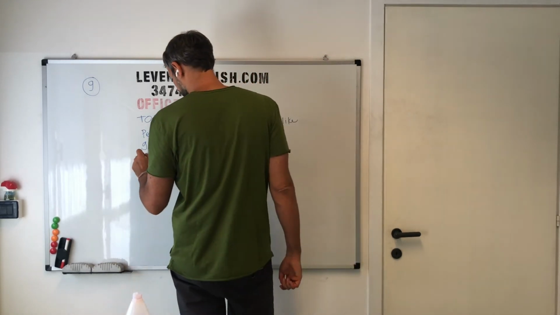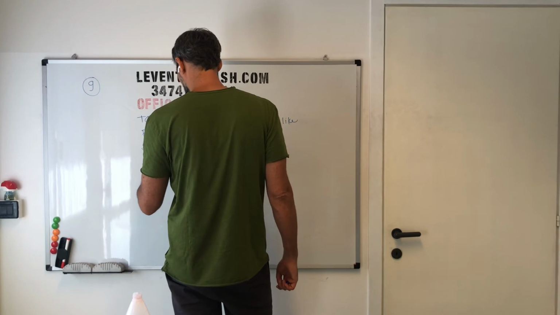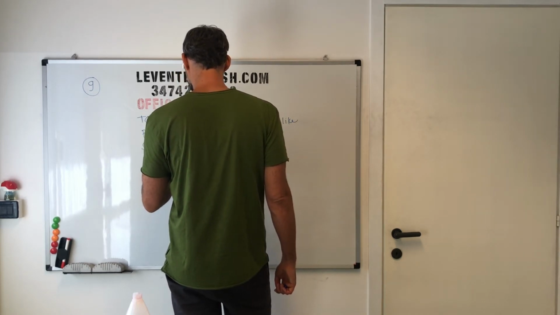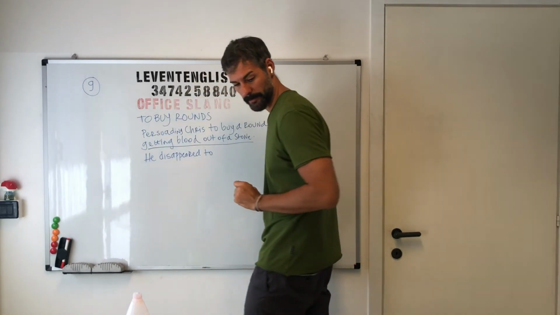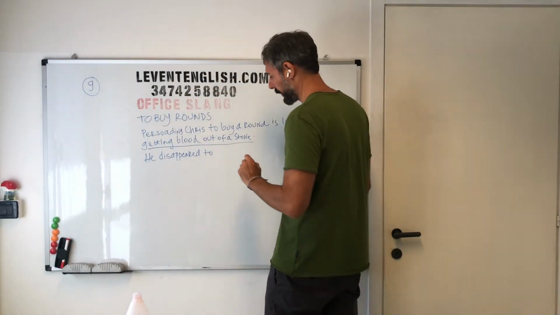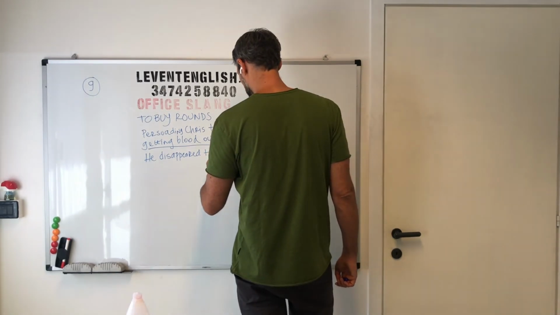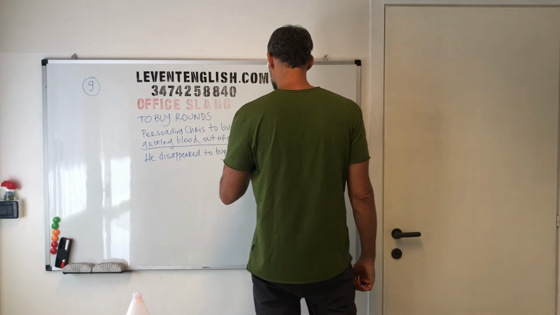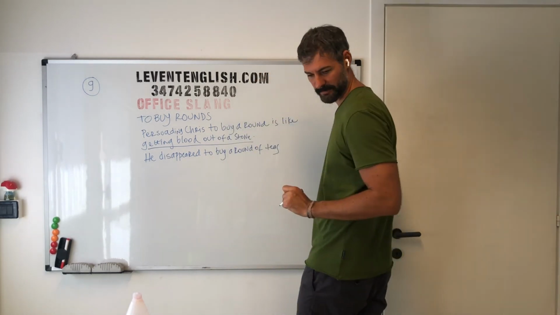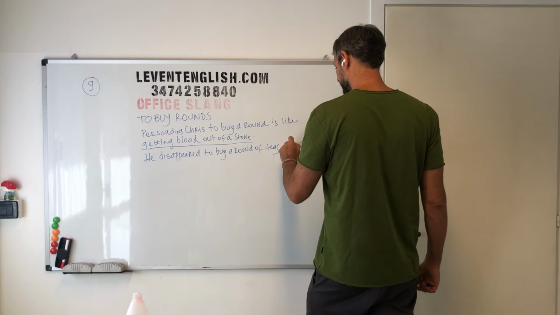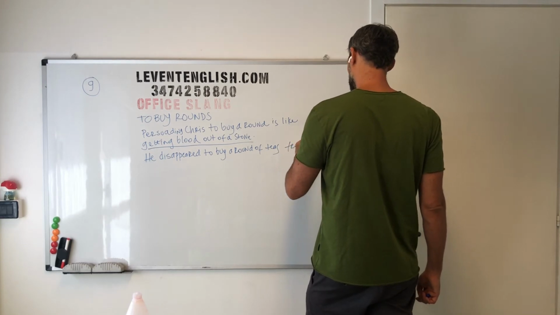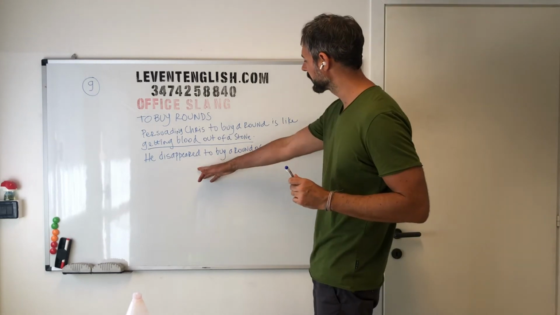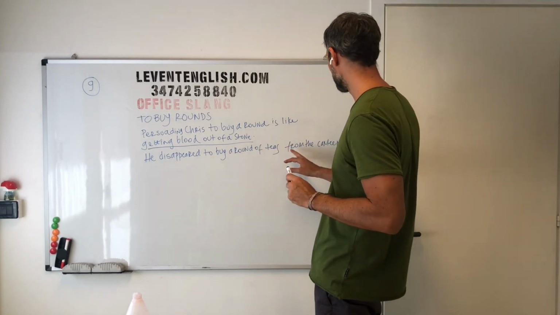Second example, he disappeared to buy a round of teas from the canteen. Okay, he disappeared to buy a round of teas from the canteen.